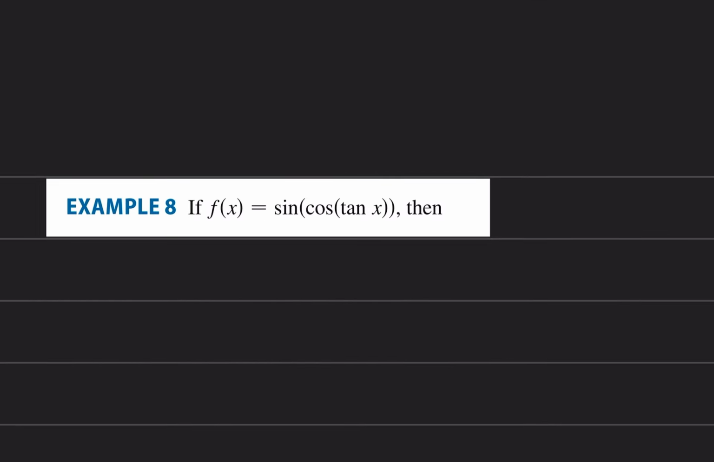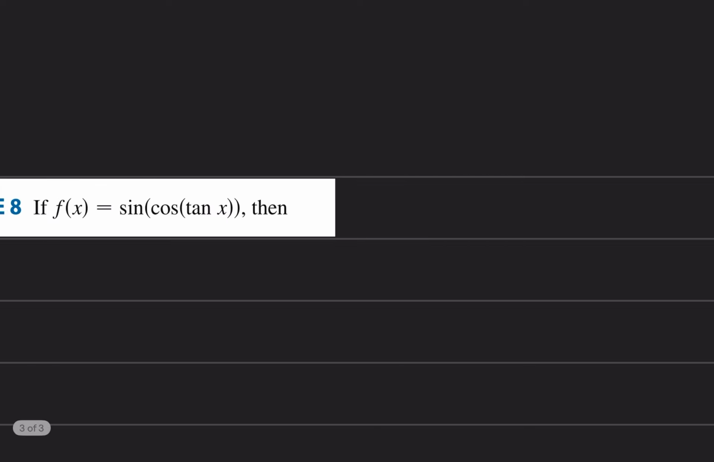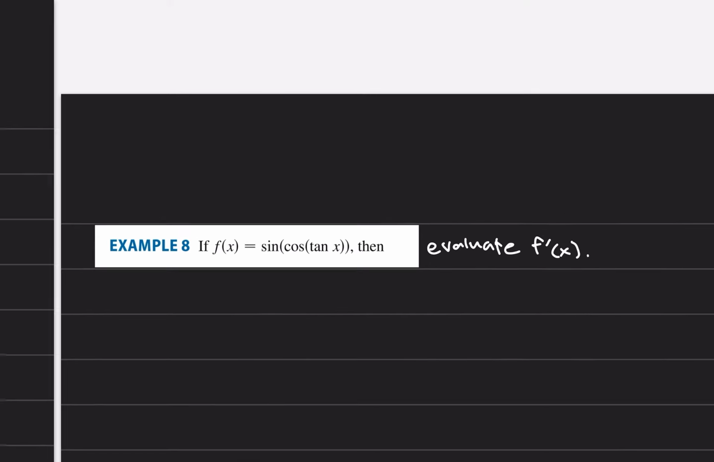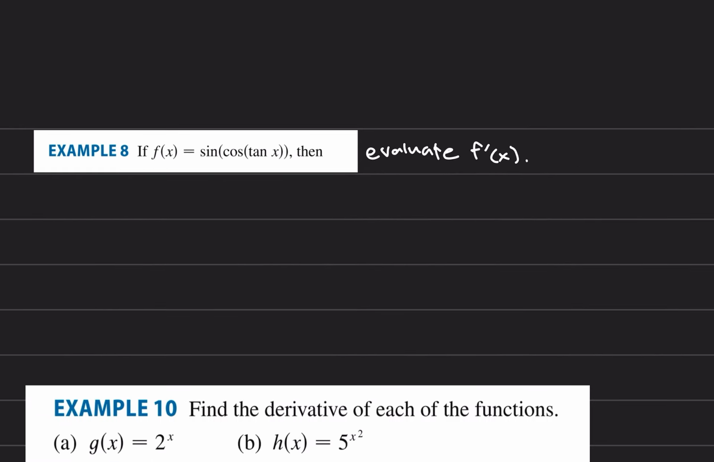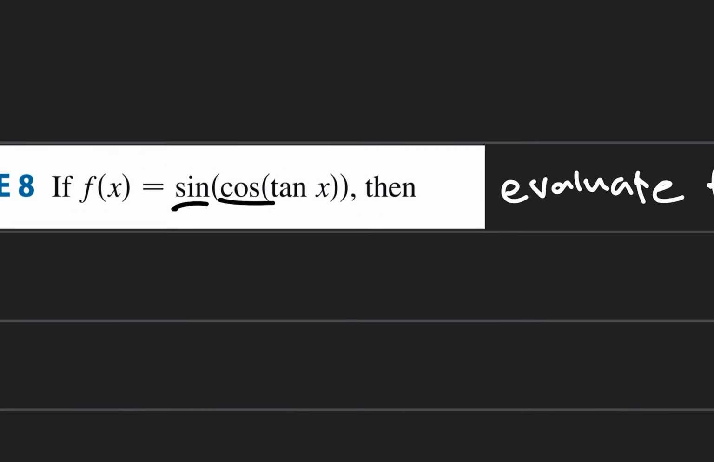Okay, now we're going to move on to slightly more complicated examples. So that we had f of x is equal to sine of cosine of tangent of x, and we want to evaluate f prime of x. Okay. So the first step here, whenever you have a composition of 3 functions or more, you could see sine, cosine, tangent. We're going to have to do the chain rule more than once.